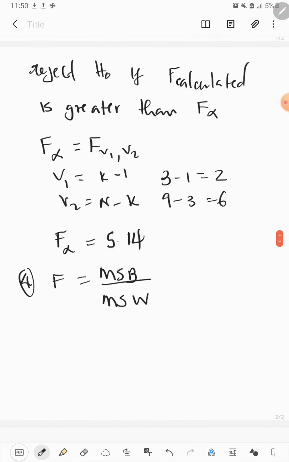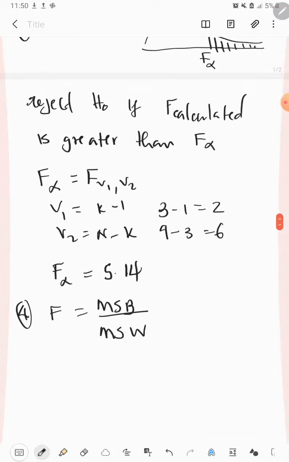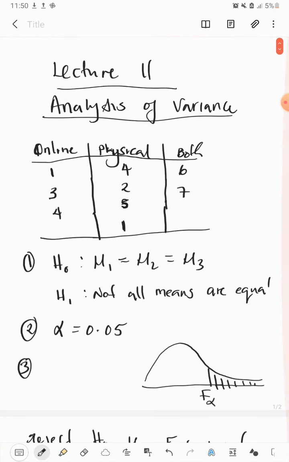Now the mean squares between and the mean squares within are variances. When you look at this table, you have the online, physical, and both teaching methods. For the fact that the teaching methods are different, we call this difference between teaching methods the variation that arises from between treatments. We have online, physical, and both.